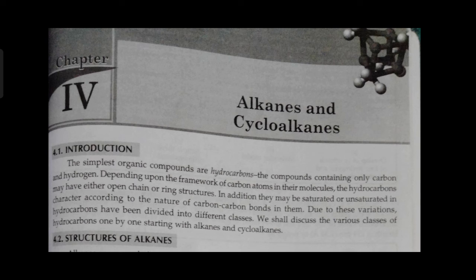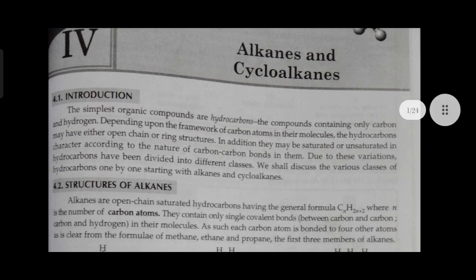Introduction. The simplest organic compounds are hydrocarbons, compounds containing only carbon and hydrogen. Depending upon the framework of carbon atoms in their molecules, the hydrocarbons may have either open chain or ring structures. In addition, they may be saturated or unsaturated in character according to the nature of carbon-carbon bonds in them. Due to these variations, hydrocarbons have been divided into different classes. We shall discuss the various classes of hydrocarbons one by one, starting with alkanes and cycloalkanes.